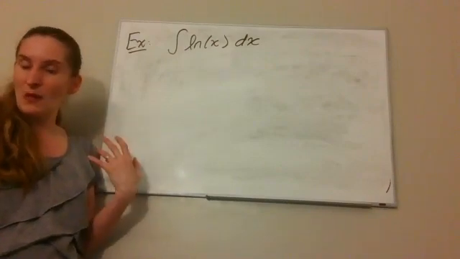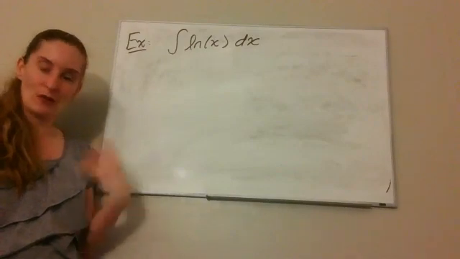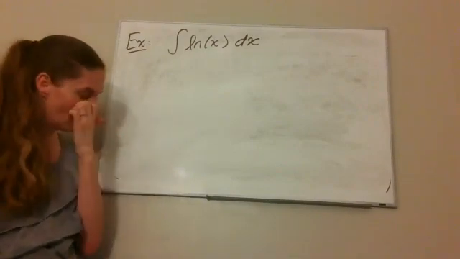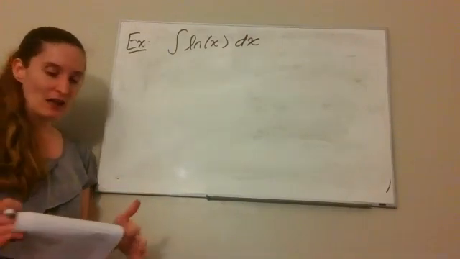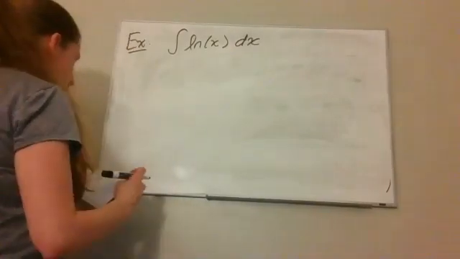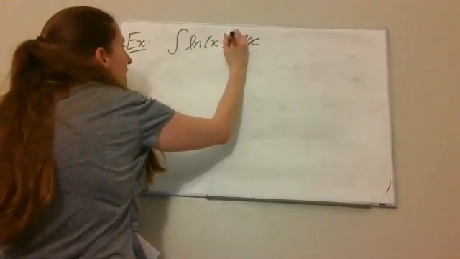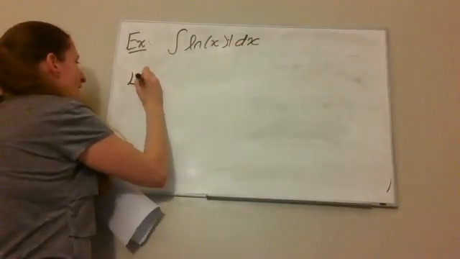But we don't know what that is. We can't think of a function right now whose derivative is going to be the natural log of x. We don't have that from our Calc 1 skills. But what we can do is integration by parts. It's just that we're going to want to choose the fact that we have a 1 being multiplied in here. We're going to use that 1 to our advantage.